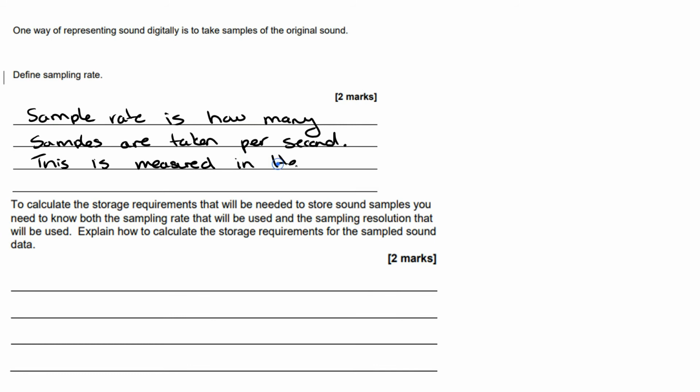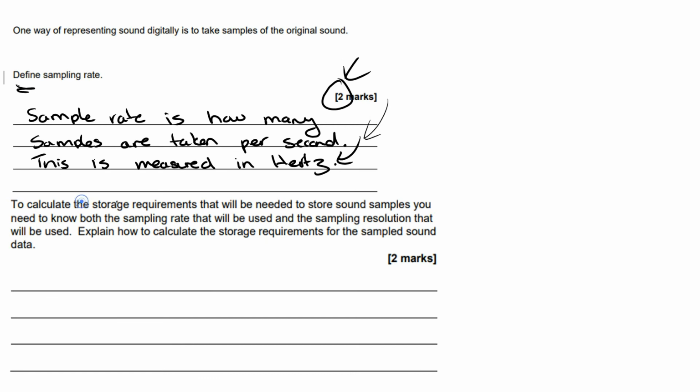The reason I added that extra bit at the bottom was because the question is worth 2 marks, so just putting sample rate is how many samples are taken per second is not going to give me 2 marks. It's looking for an extra point there. So I'm adding on it's measured in Hertz because that's an extra bit of information that will get me a second mark.